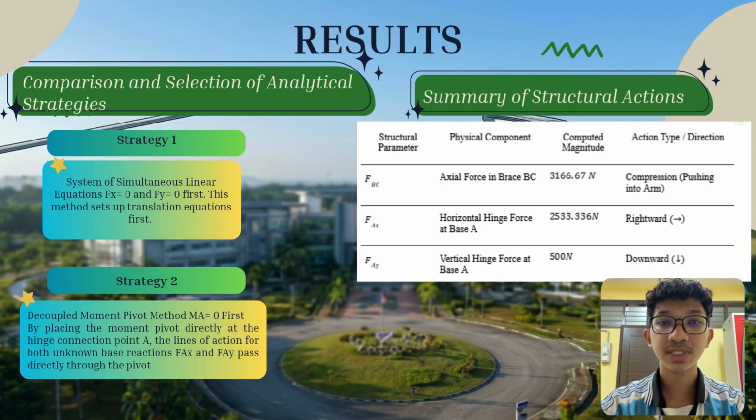Instead, our team chose method number 2, which focuses on the couple moment about pivot point A, by placing our pivot point directly at the hinge support. The line of action for the unknown reaction forces passes exactly through point A. By preventing error propagation, method number 2 gives us a much more reliable and robust mathematical model for our final calculation.